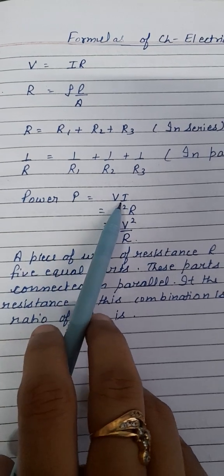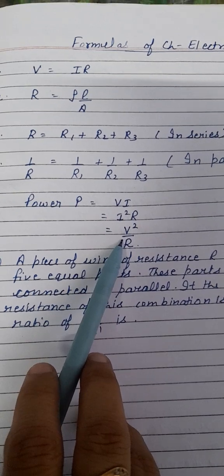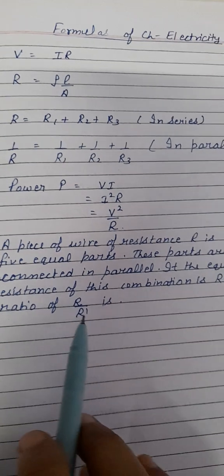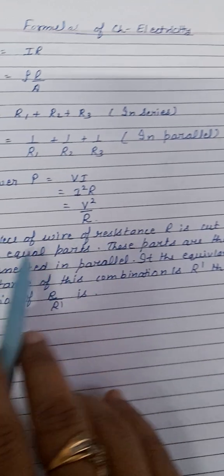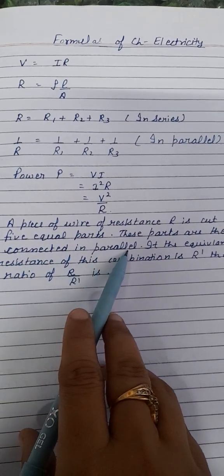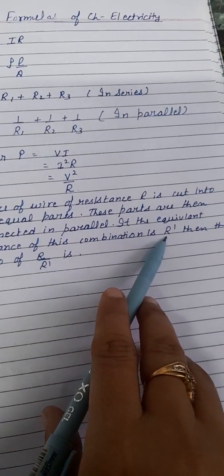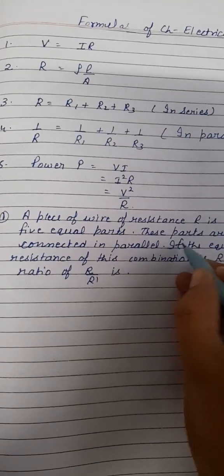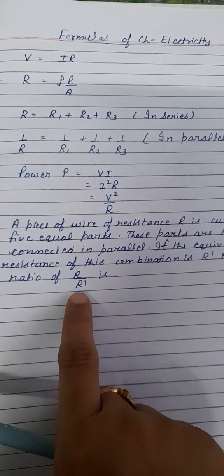Next, for power, there are three formulas, that is VI, I square R and V square over R. According to the requirement, you have to use these three formulas. Suppose here is the first question. A piece of wire of resistance R is cut into 5 equal parts. These parts are then connected in parallel. If the equivalent resistance of the combination is R dash, then find the ratio of R over R dash.